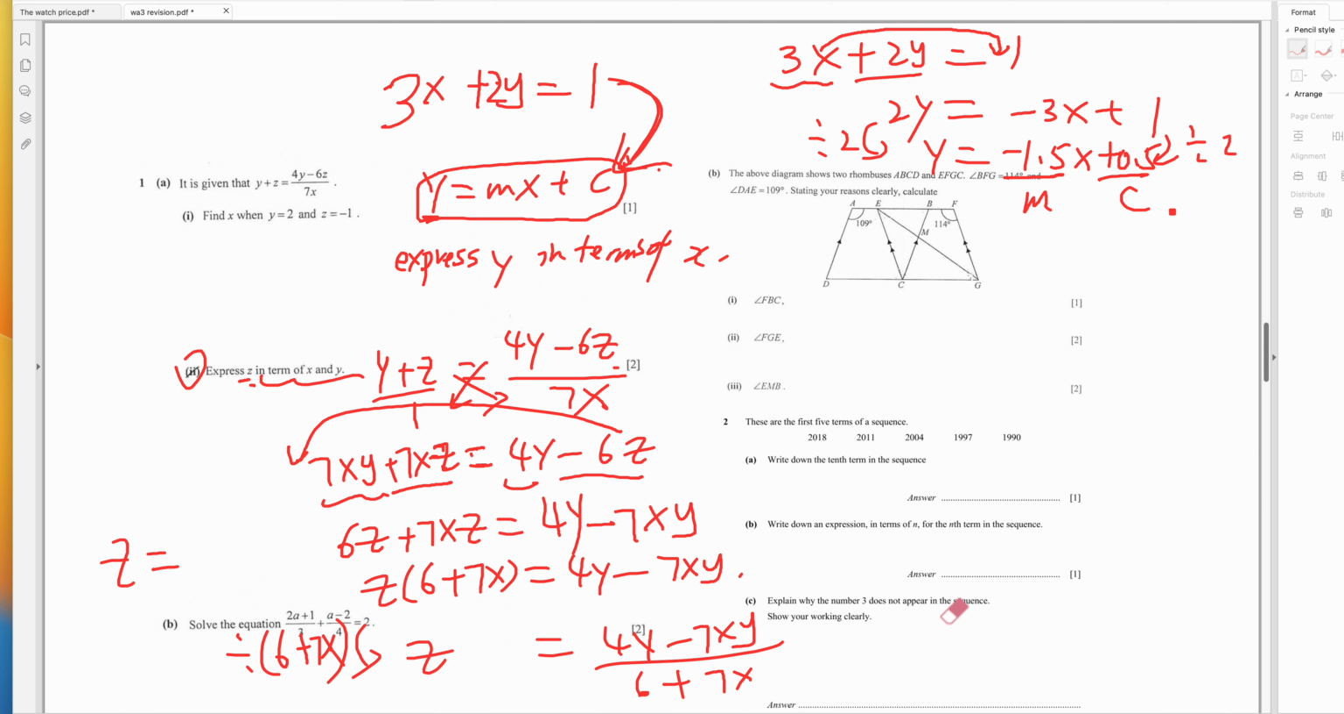Okay. The approach behind these two, they are similar. Okay, the rest should be fine. Can you find out all the angles here? Okay, good.